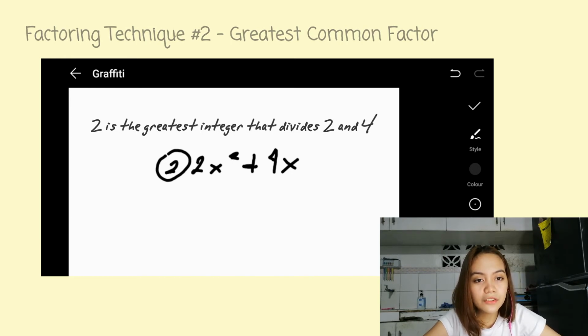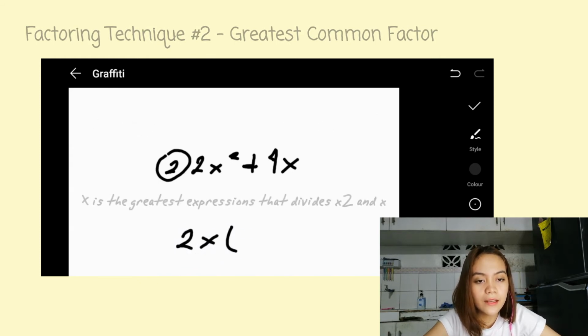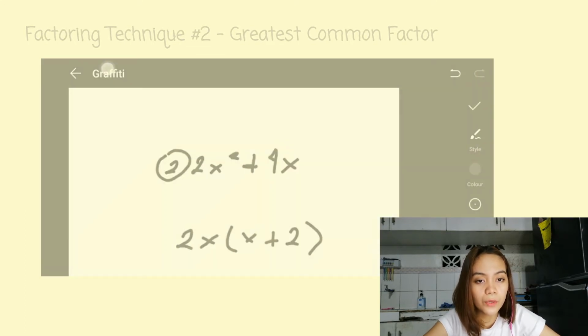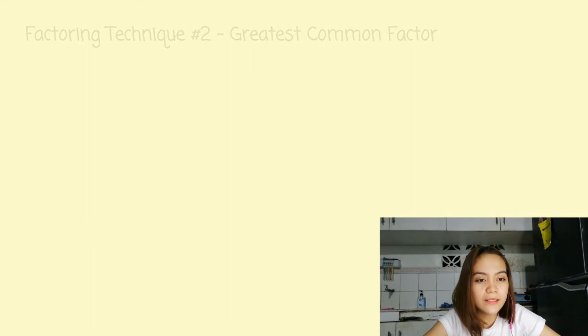So we always want to check the greatest common factor of the integer or coefficient and the expression or the variable that we are working on. And once you have found the greatest common factor, just divide it into 2x squared and 4x and you'll have the factored form of your polynomial. So that is how we factor using the greatest common factor.